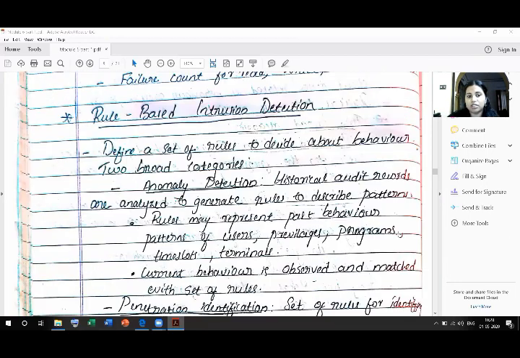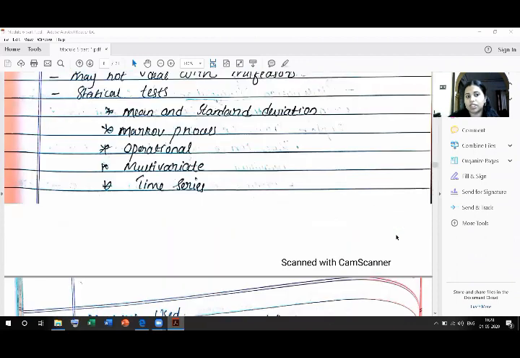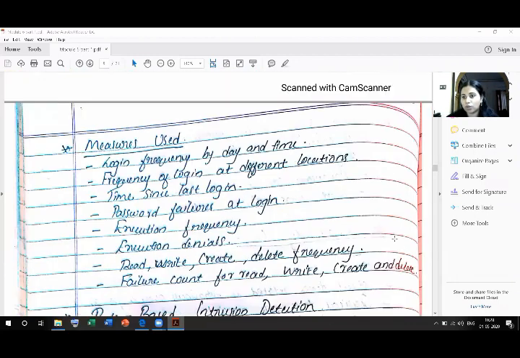These are the two main types of intrusion detection. First one is statistical anomaly detection and the second is rule-based detection.